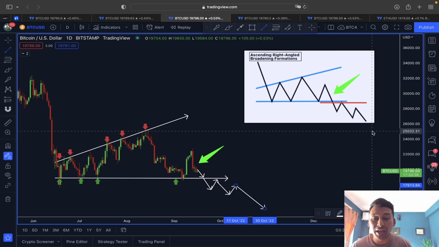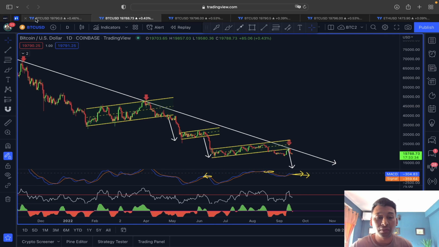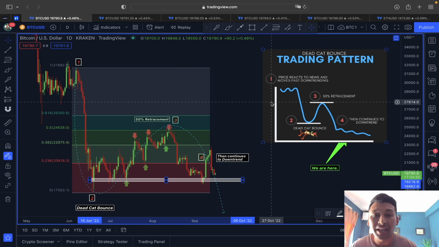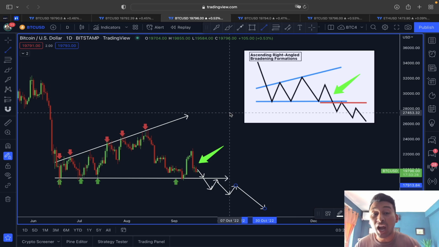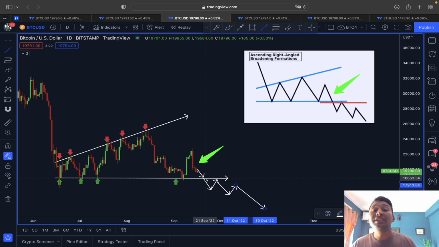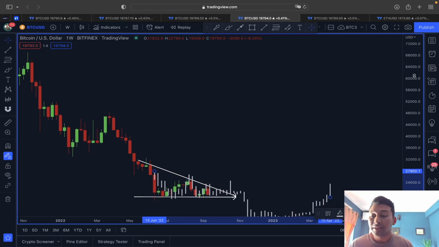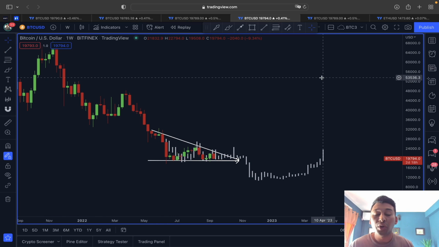So even this right angle broadening wedge, along with this ascending channel, falling trend line, and even this dead cat bounce scenario, is clearly pointing to the weakness in the price action of Bitcoin, because we are aware, guys, in a bigger time frame, if this support around 19,000 is going to get broken, then this bigger descending triangle is going to play out, just as shown here in an example.